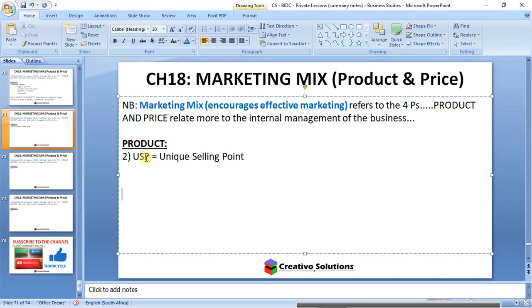Okay, still related to the products. Number 3, tangible and intangible attributes.